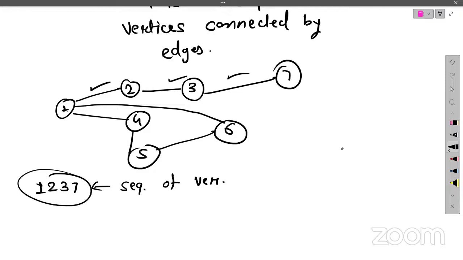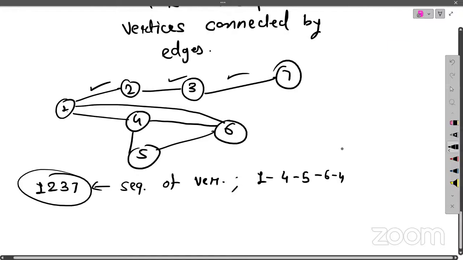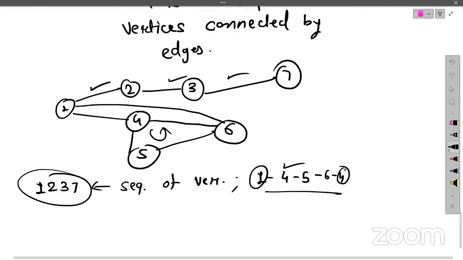In graph theory, generally we do not repeat a vertex in a path. For example, suppose this is also connected. If you write a sequence like 1, 4, 5, 6, and then go to 4 again, then we cannot say that this is a path from 1 to 4, because we are repeating the vertex 4 in between. Whenever a vertex is repeated, that sequence is not a path, it is a walk.